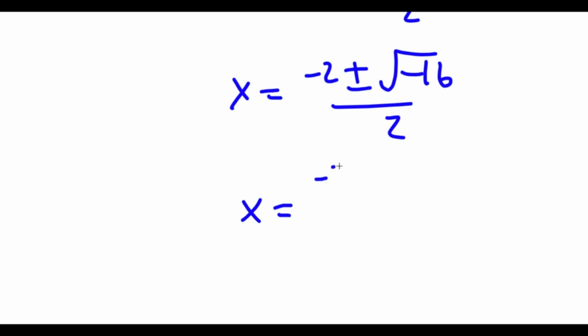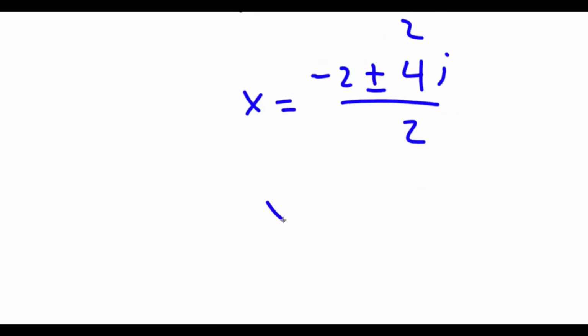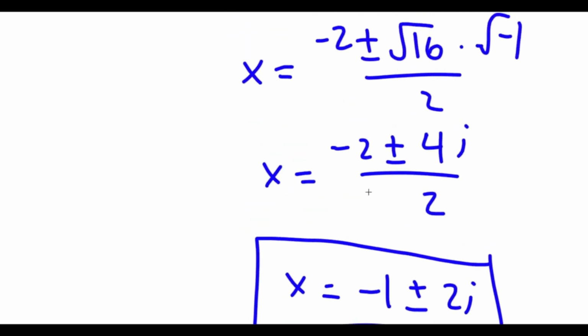Now the square root of negative 16 is the same thing as the square root of 16 times the square root of negative 1, and the square root of negative 1 is equal to the imaginary number i. So negative 2 plus or minus the square root of 16, which is 4, times i, where i is the square root of negative 1, over 2, which is equal to negative 1 plus or minus 2i. So two more solutions.